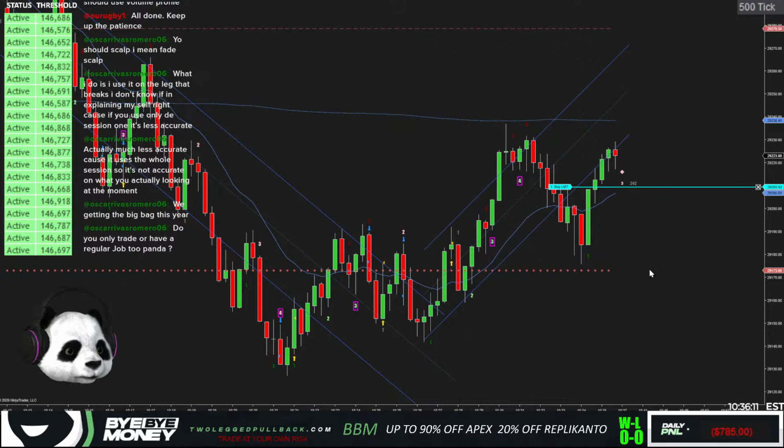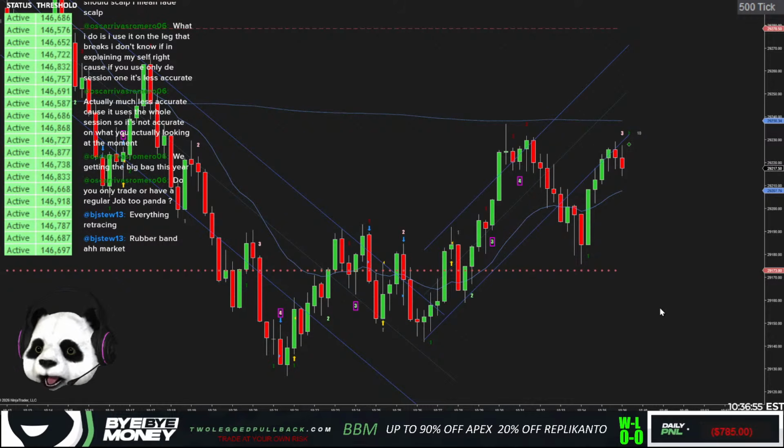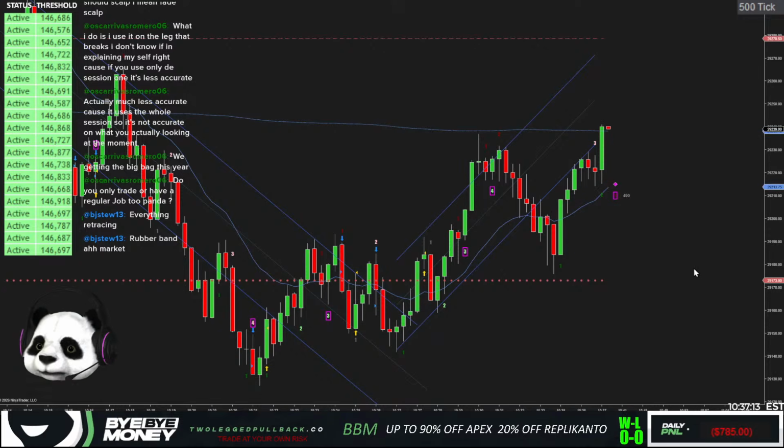Everything retraces in this market. There's no way this goes without retracing, right? Everything retraces, unless you want it to retrace. What in tarnation is going on? No retracement. Cool. Didn't really get the retracement. It's just blasting off now.